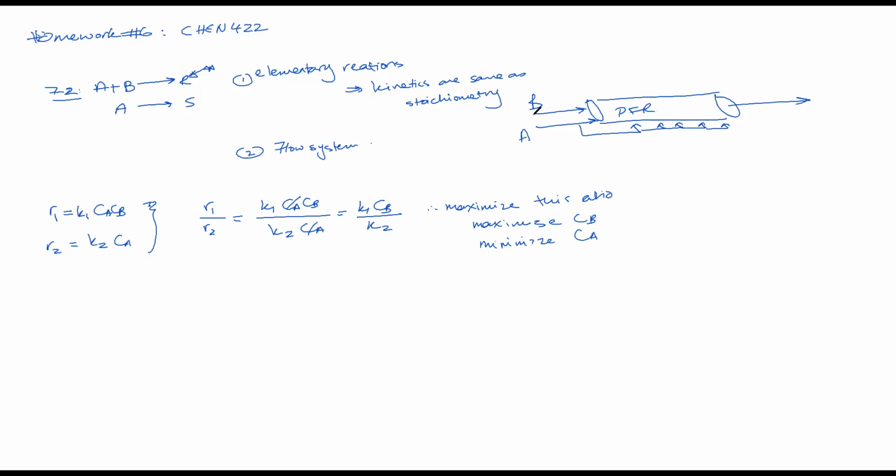So in a flow system, the way to achieve this is, let's say you have your plug flow reactor, right? I'm going to introduce B in excess at the beginning, and then I'm going to introduce A in small amounts throughout the reactor, right? So this is your mixing strategy in a plug flow reactor or in a flow system. I'm going to introduce B at a high concentration, so this way the concentration of Cb is high. And I'm going to introduce A slowly at different parts of the reactor. This way the concentration of Ca is low.